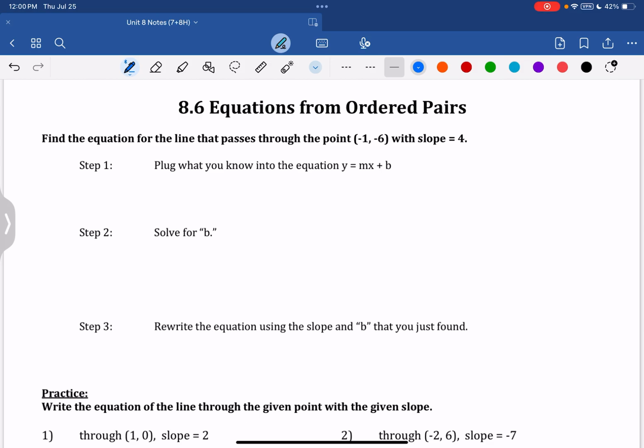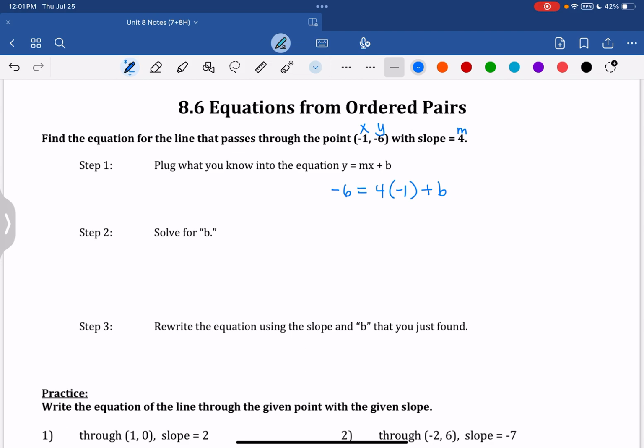Here we go. Find the equation of the line that passes through the point (-1, -6) with a slope of 4. So our equation is y = mx + b. Every ordered pair is an x and a y, and slope is m, so we have 3 of the 4 variables as values. We plug in what we know: y is -6, m is 4, x is -1, and mx means we're multiplying, plus b. Now we only have one variable to solve for.